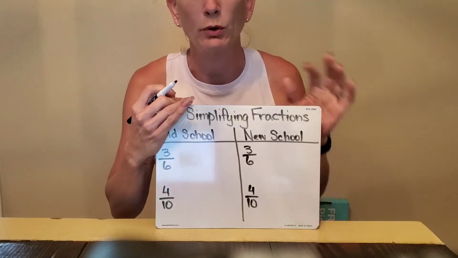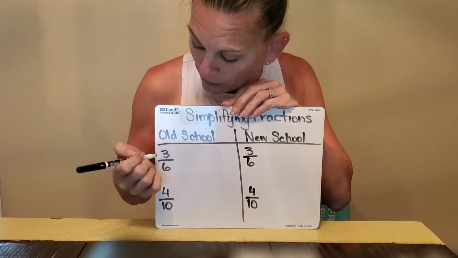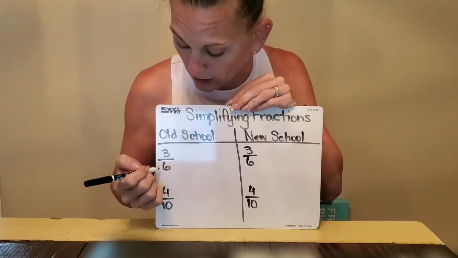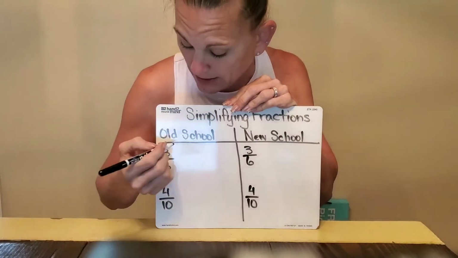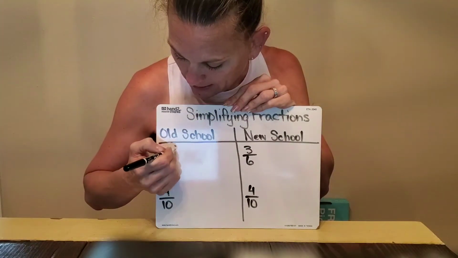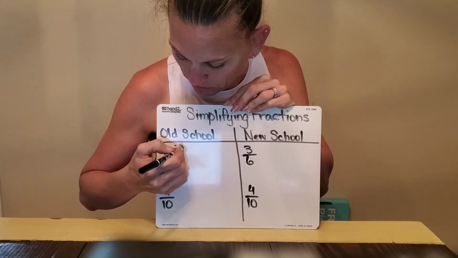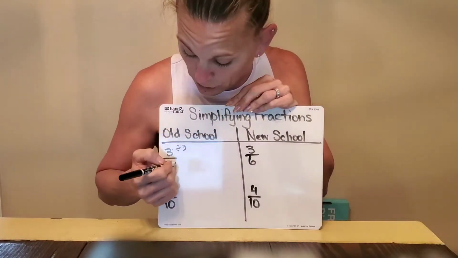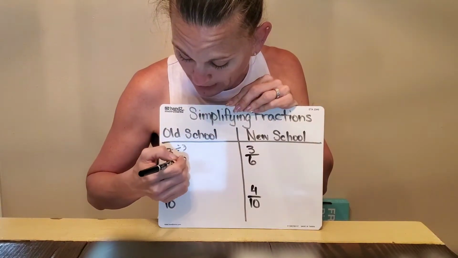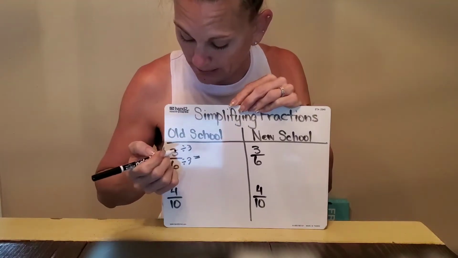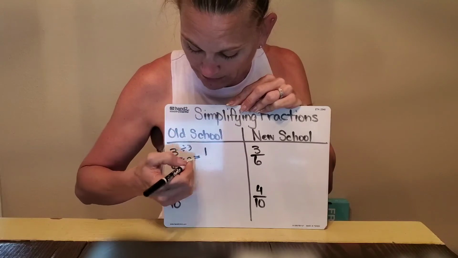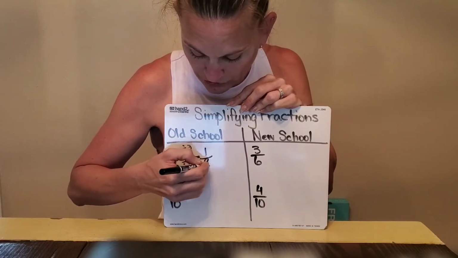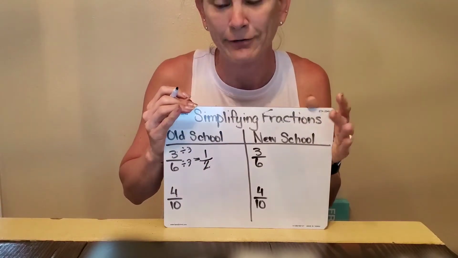For example, we know that 3's factors are 3 and 1, and 6's factors are 1 times 6 and 2 times 3. So if I look at this, I could divide out the 3, and whatever you do to the top, you do to the bottom. You guys remember that? So when you do it, 3 divided by 3 is 1, 6 divided by 3 is 2, and we know it's 1/2.